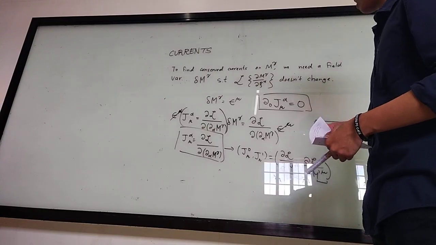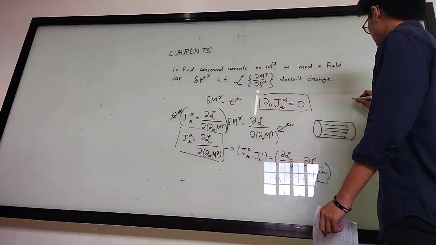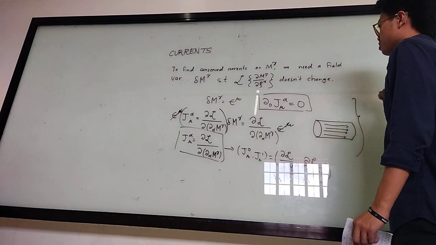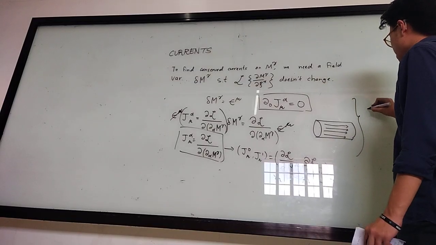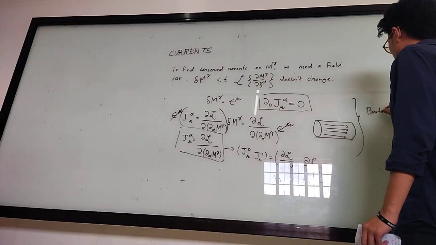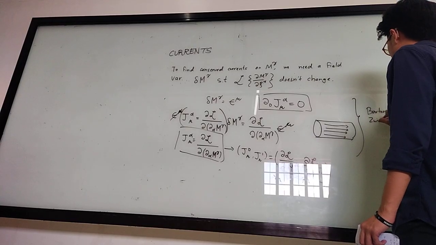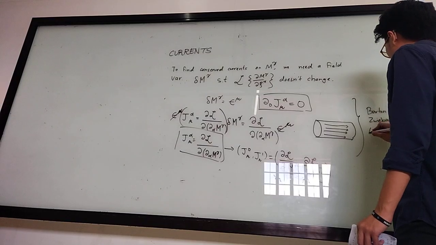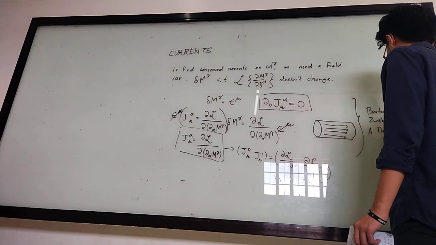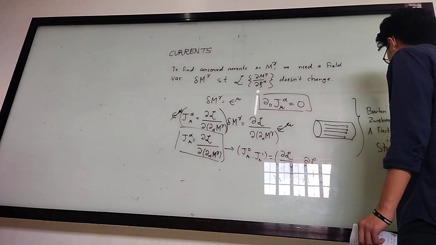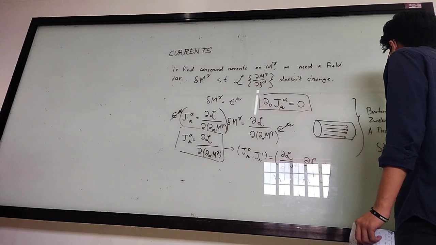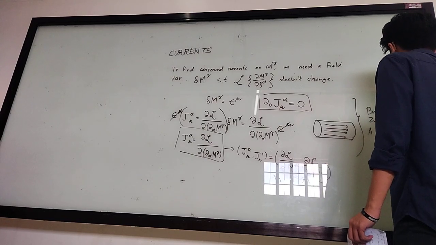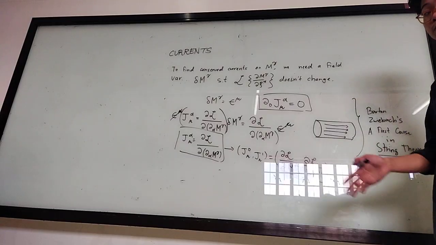So this part of the lecture was based off of Bartle's first course in string theory. So I thought that would be a great place to start off, or to discuss our advances from the beginning. Okay.